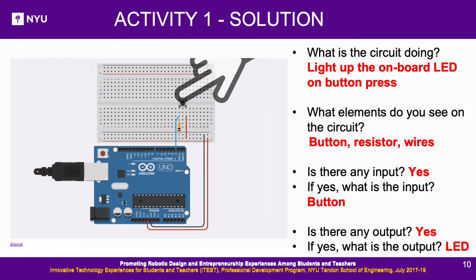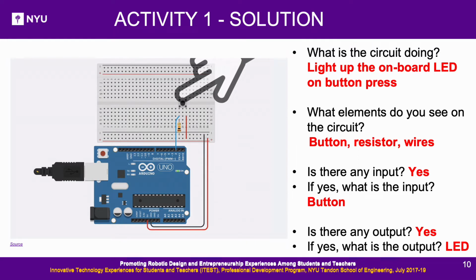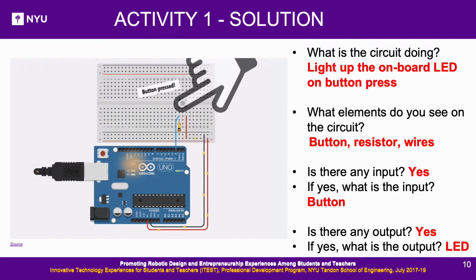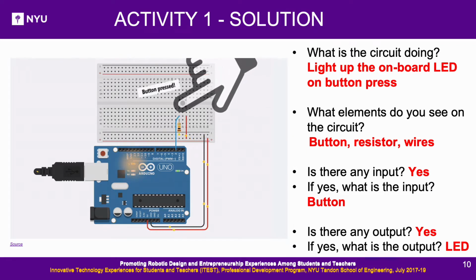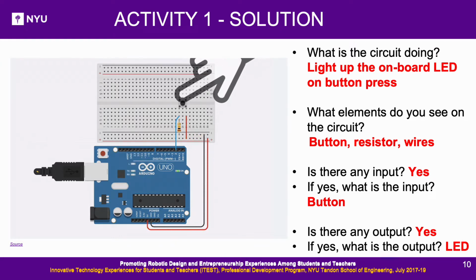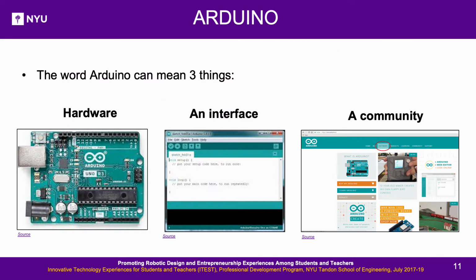Solution for Activity 1. What is the circuit doing? Answer. Light up the onboard LED on button press. What elements do you see on the circuit? Answer. Button, resistor, wires. Is there any input? Answer. Yes. If yes, what is the input? Answer. Button. Is there any output? Answer. Yes. If yes, what is the output? Answer. LED.